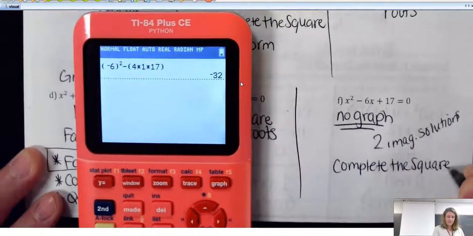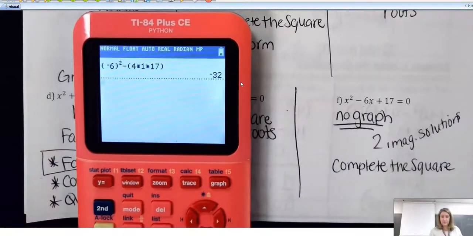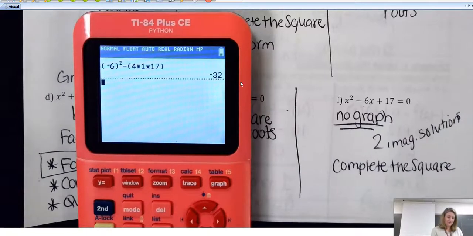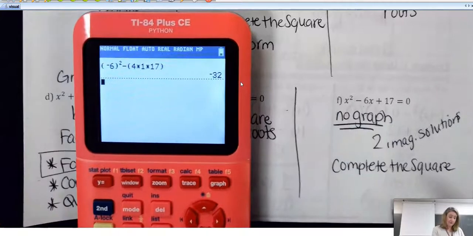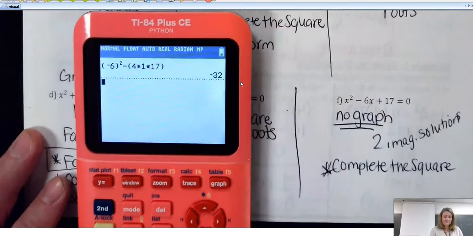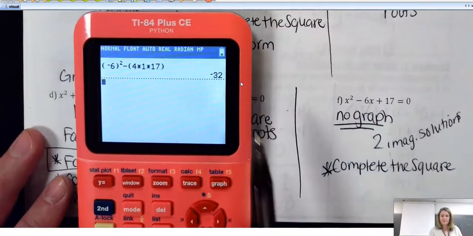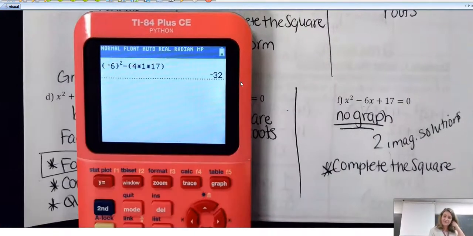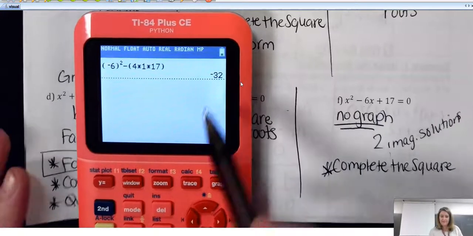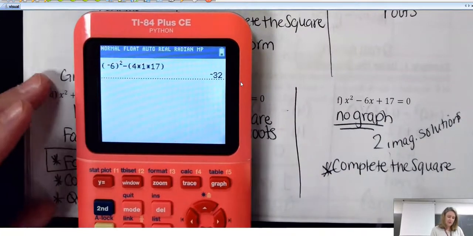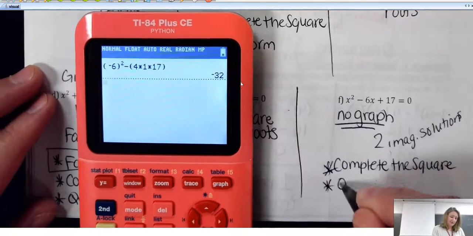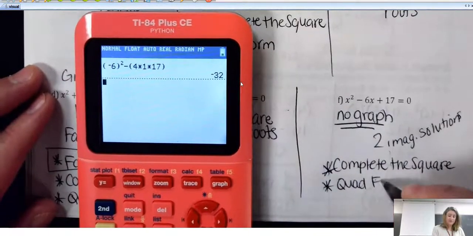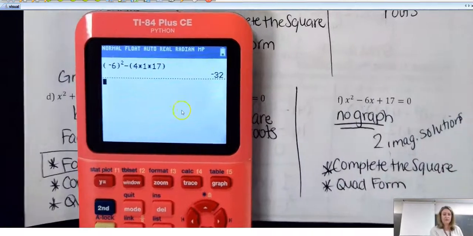My b value is even. I just have a plain x squared. I don't need to divide anything to get x squared to be a coefficient of 1. So I would probably complete the square on this question. It's not factorable because negative 32 is not a perfect square, and it's not going to be factorable anyway because we're going to have imaginary solutions. So I would say complete the square here or quadratic formula. If it was me making the choice, I would complete the square, but you could do either one of those.